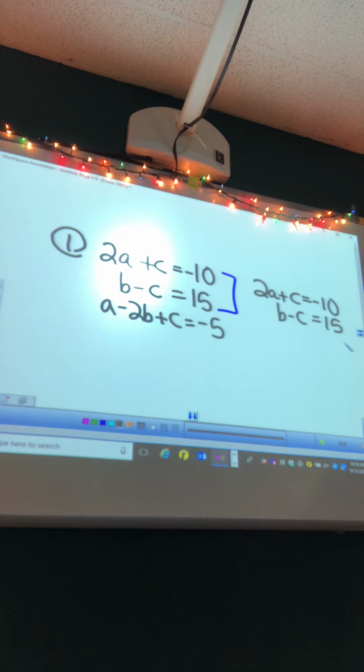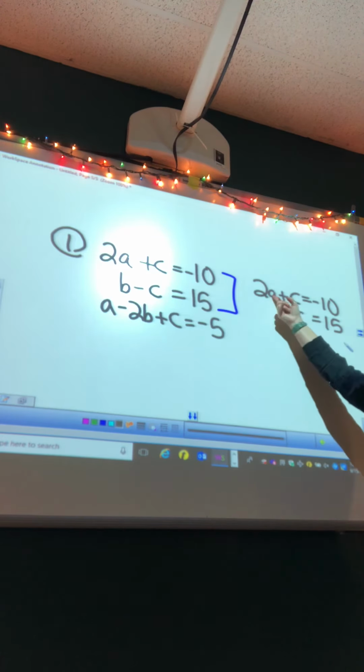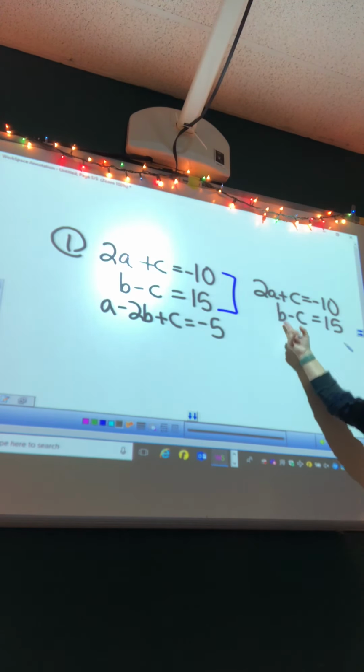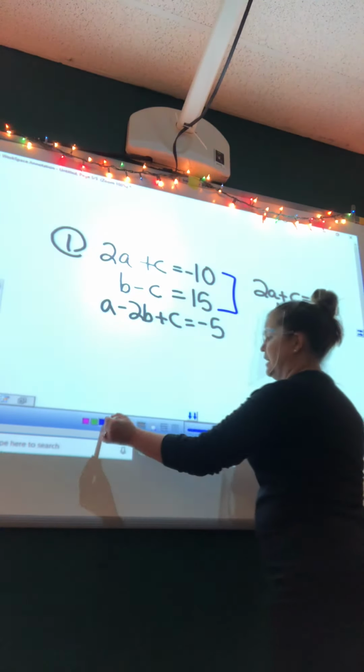Sometimes you might hear a teacher say, put zeros in the places of the missing variables. I don't really care. You can do that if you want to. Just be aware that we do have an A and a B. That isn't an A and an A. Okay? So be aware of A's and B's and C's, or vice versa, X's, Y's, and Z's. All right?